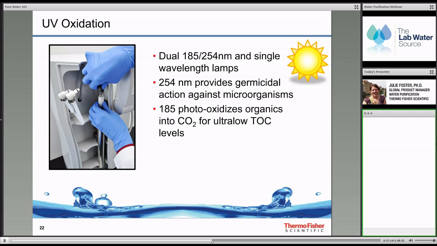So even type 2 systems, RO systems, if they come with a UV lamp, it's going to be that single wavelength. If you purchase a type 1 water system, you'll get both wavelengths. You'll get a dual wavelength UV lamp.